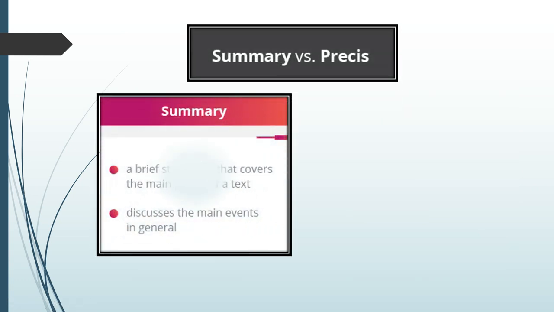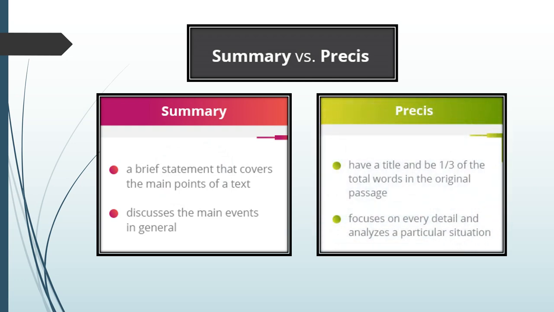So, conclusion, this is the difference. You can read. Summary is a brief statement that covers the main points of a text and also discusses the main events in general. Whereas précis, technically, has to be one third of the total words, and it analyzes, and one point you should add more, that it is the central idea of the original passage. Now this is what I tried my level best to do. It's not that easy to explain précis with the help of examples, but I tried my best.